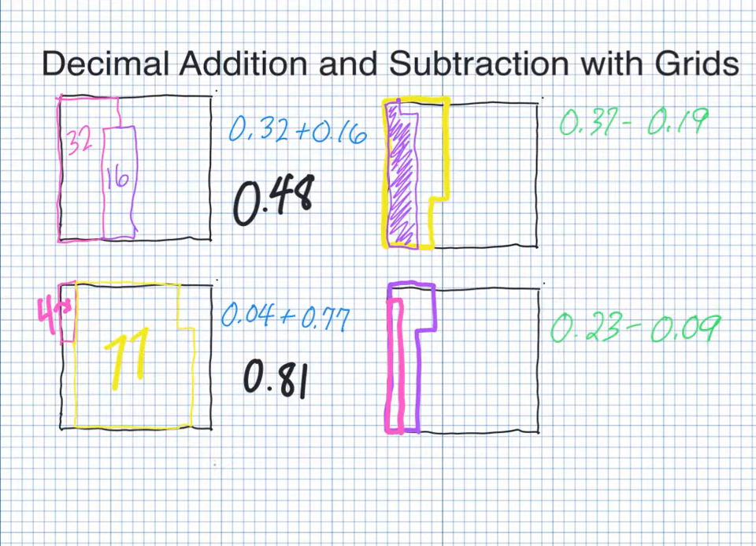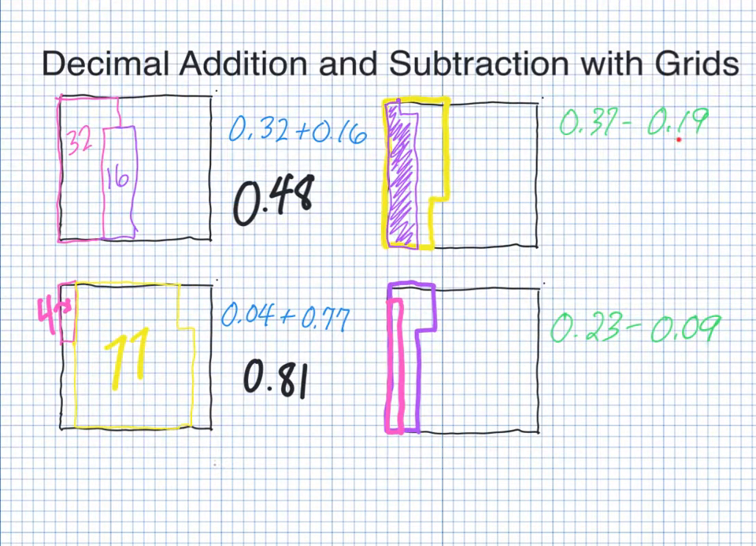Okay, now that's addition. Subtraction is similar, but obviously subtraction is different than addition. So here, starting off, we have 37 hundredths minus 19 hundredths. And what you'll first notice is that the 37 hundredths is in yellow. So I boxed it in. There's 37 squares there.